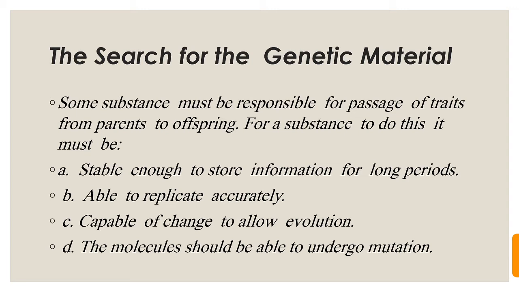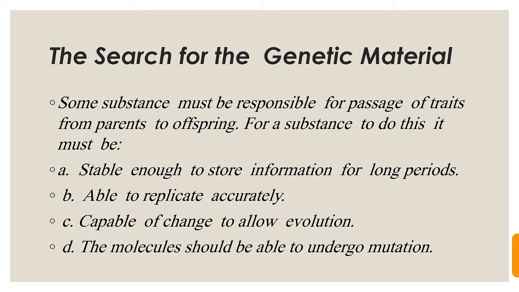For a substance to do this, it must be stable enough to store information for a long period, which means a substance passing from parent to offspring must be strong or stable enough to store the information from the parents for the offspring for a long period of time, and it must be able to replicate accurately. The genetic material should replicate accurately and be capable of change to allow evolution.